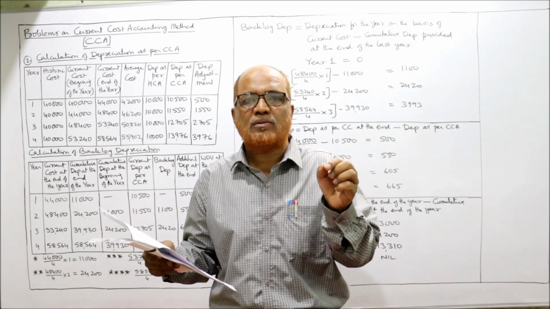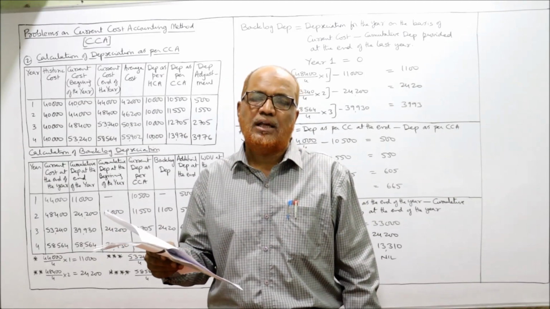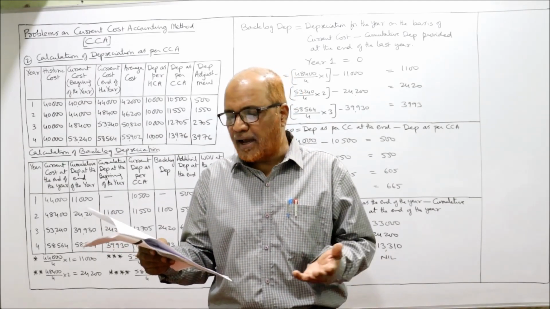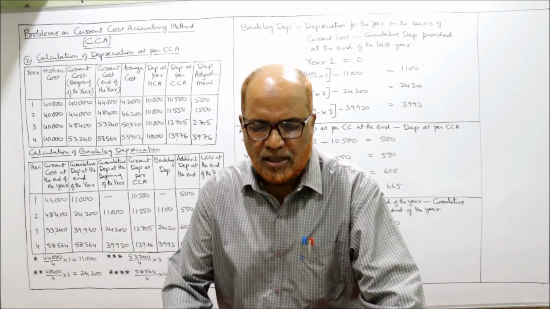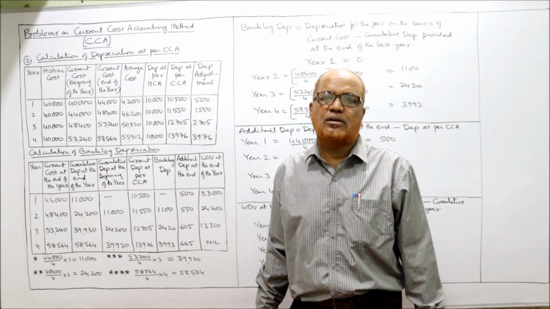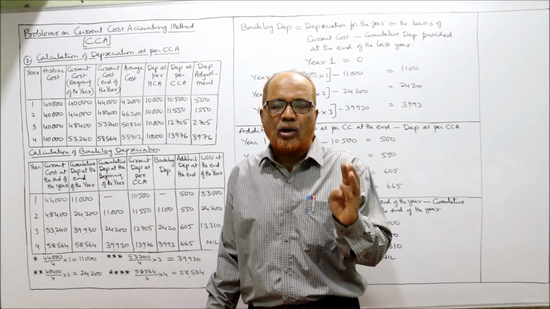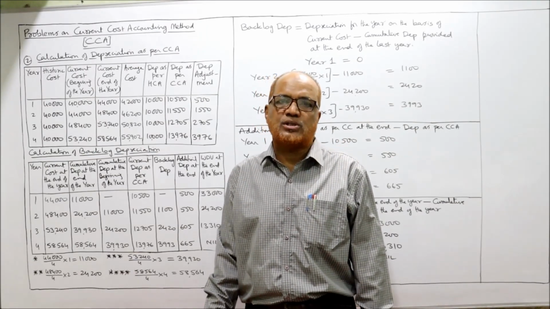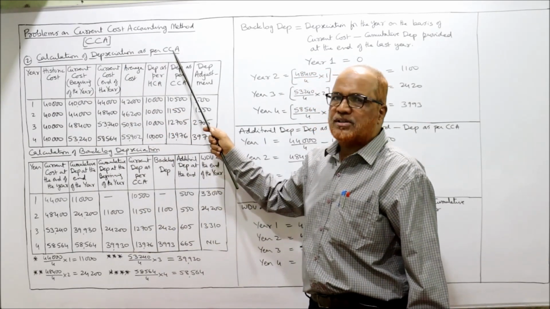In the previous problem, the cost of the machine was 50,000. Now the cost of the machine is 40,000. The life is the same, 4 years, and the inflation factor is also the same, 10%, straight line method. So everything remains the same, only the cost of the machine has changed. We have to calculate the depreciation as per CCA and also the backlog depreciation. Exactly the same.